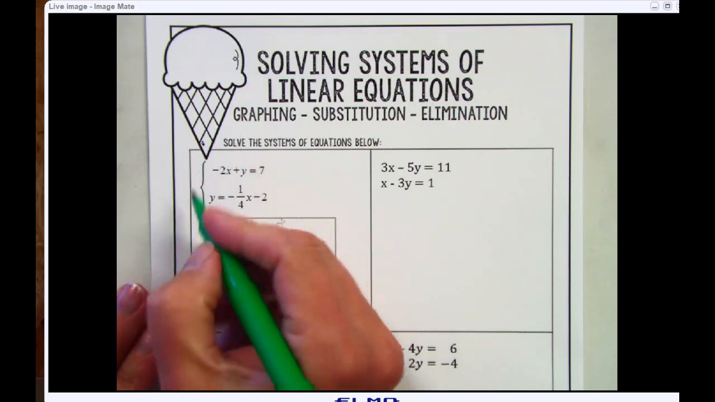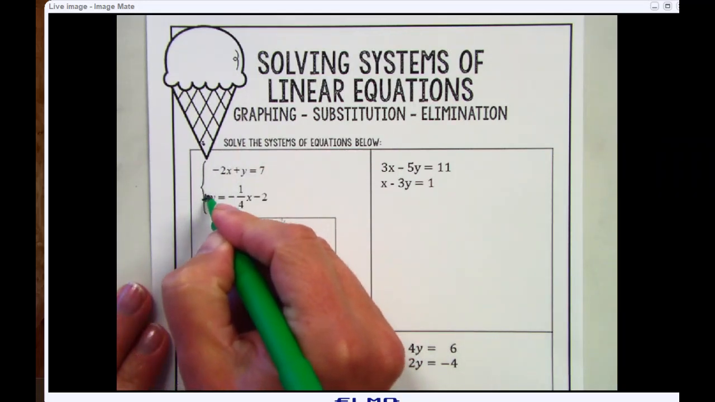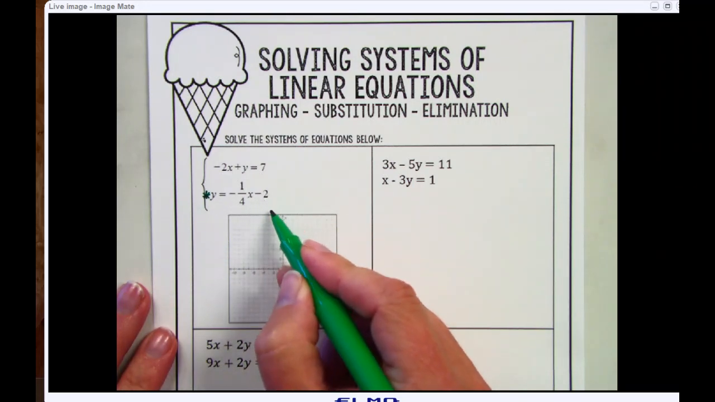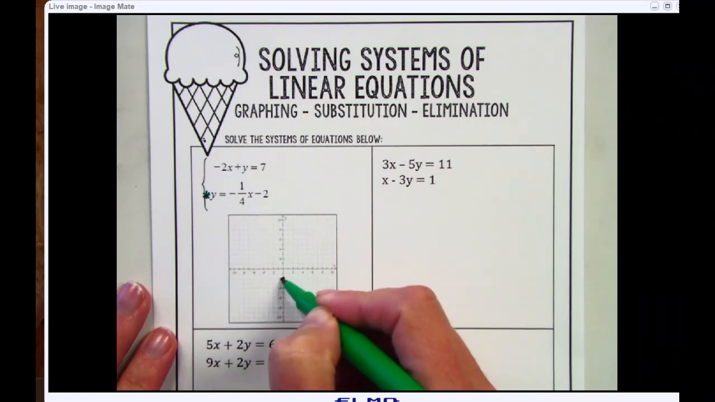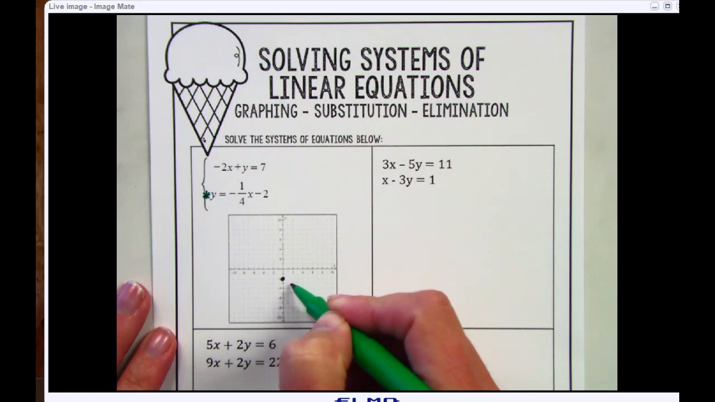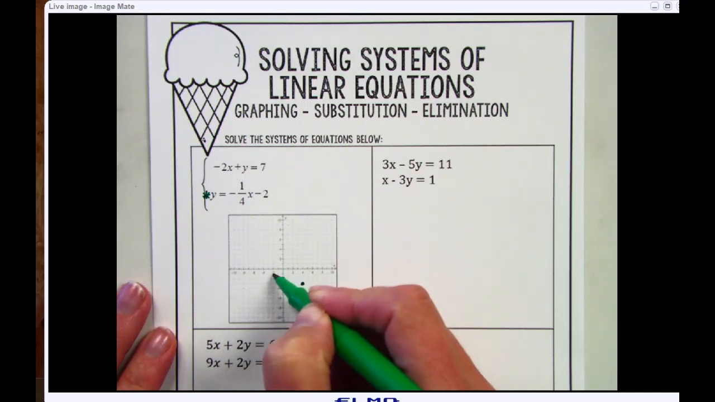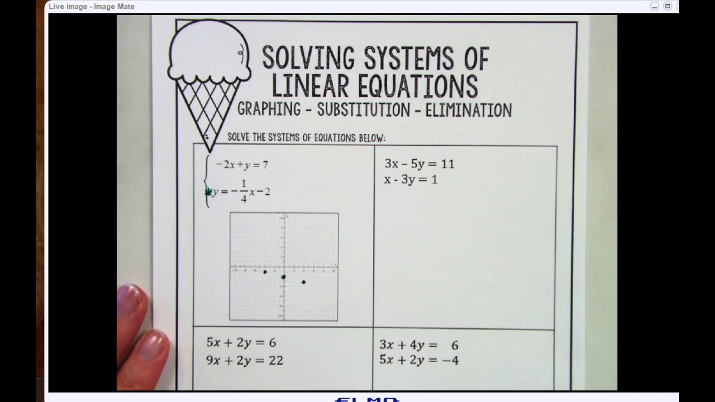I'm going to start with this one because the y is already alone. Where's my y-intercept? -2, and then my slope is up 1 over 4. And then I connect the dots.